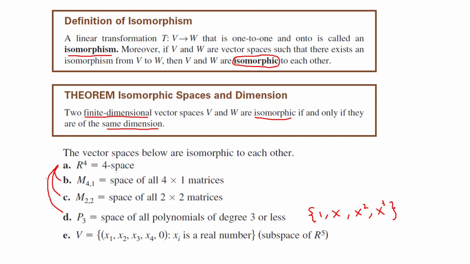And you can just follow the same process. Define a linear transformation from the vector space of all 2x2 matrices to V, that is one-to-one and onto, and so on. That basically connects these spaces together using isomorphism.